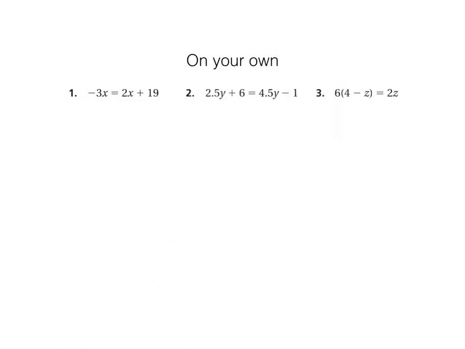Let's try these 3 on your own. Remember, for each one, we want to start by eliminating the variable on the right-hand side. So in this case, I might subtract 2x. I might take away 4.5y, and over here, after I distribute, I'm going to take away the 2z. Pause the movie, solve these 3 problems, then get them checked by your teacher. Great! Now we're ready to move on. Let's look at some more examples.